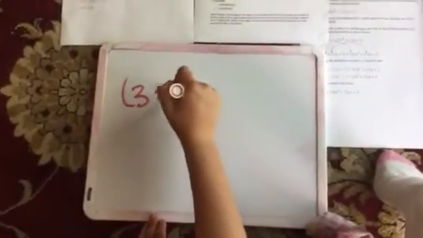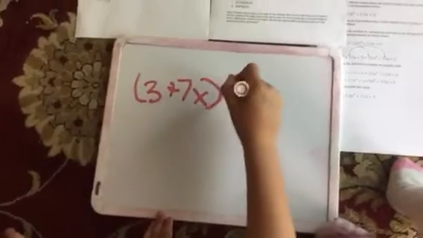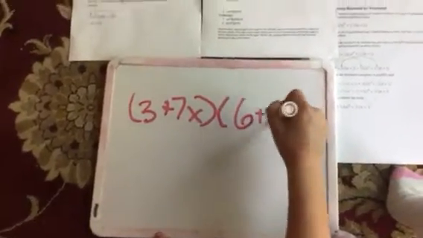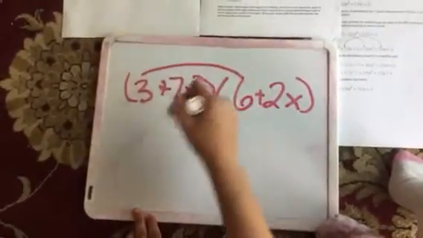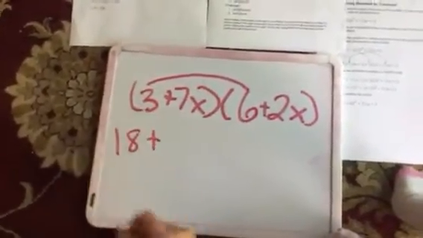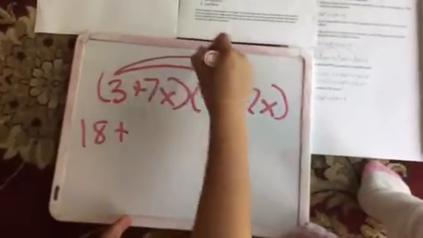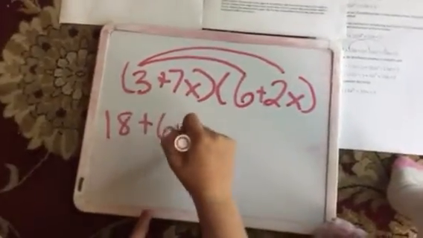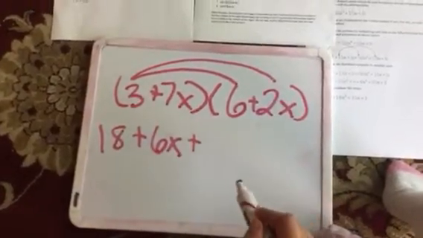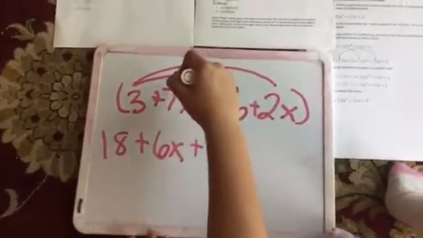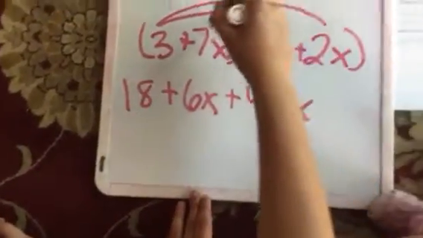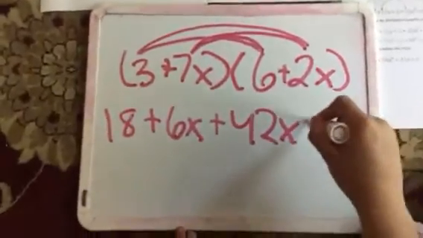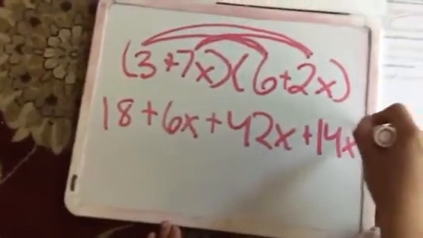Example problem 1. 3 plus 7x times 6 plus 2x. First, multiply the first term, so 3 times 6, 18. Next, multiply the outer term, so 3 times 2x, plus 6x. Next, multiply the inner terms, which is 7x times 6, so 42x. And lastly, multiply the last terms, so 7x times 2x, plus 14x squared.